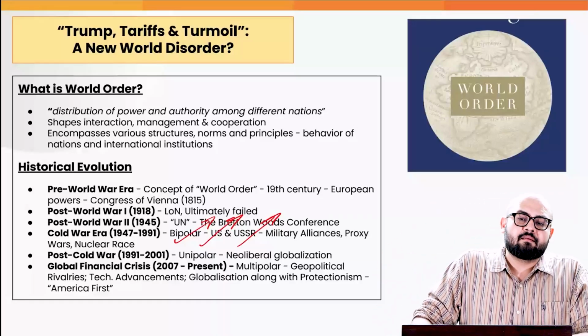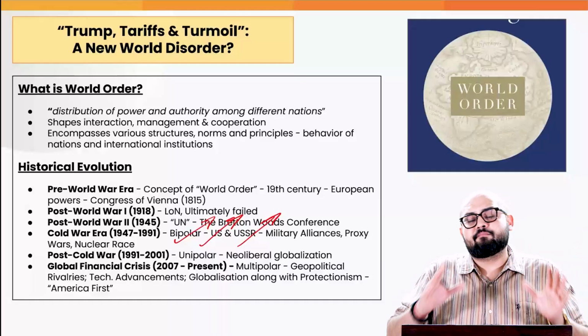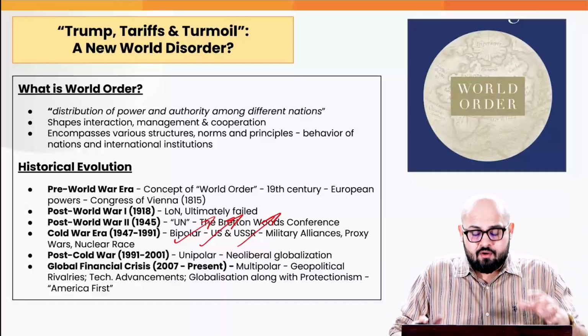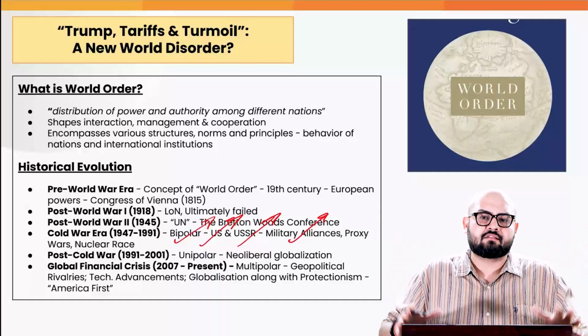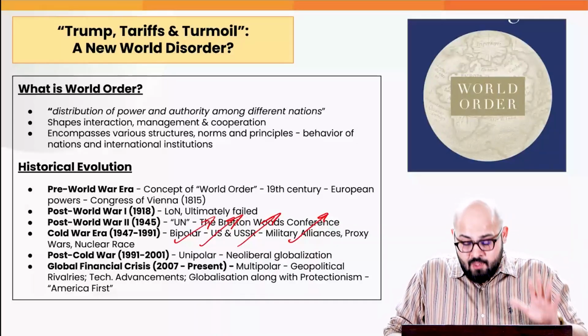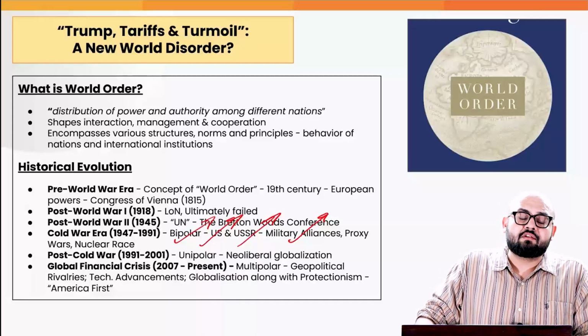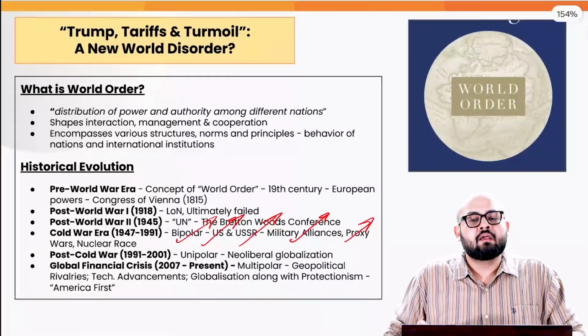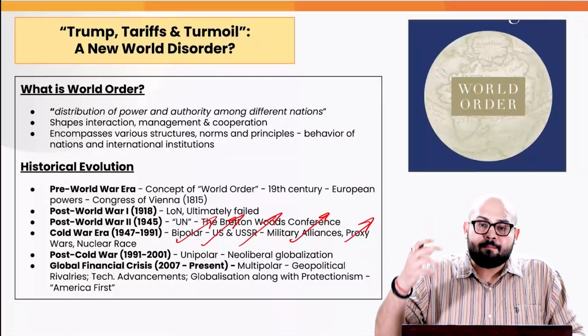Now, please understand that this phase of the bipolar world order saw the formation of different military alliances in the form of the North Atlantic Treaty Organization, NATO, and the Warsaw Pact. Also, it saw a rise in proxy wars. For example, the Vietnam War. For example, the Korean War.